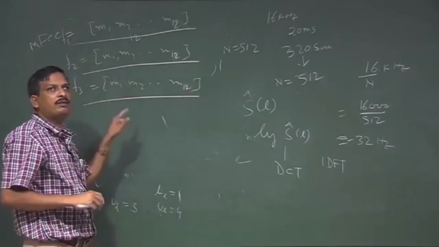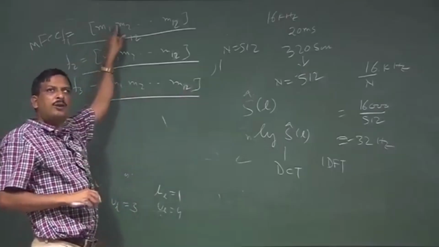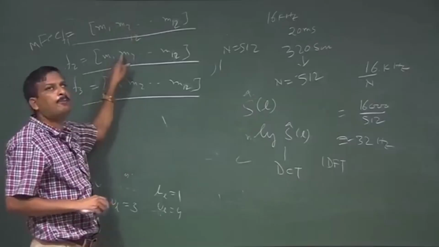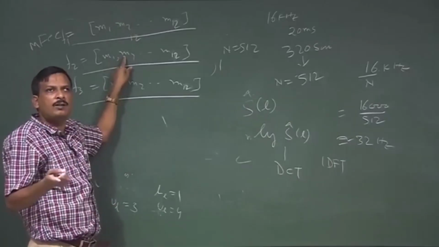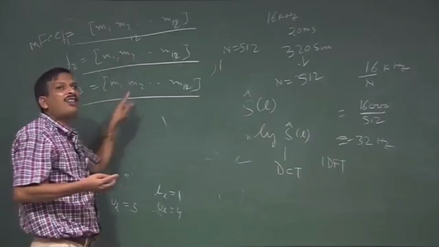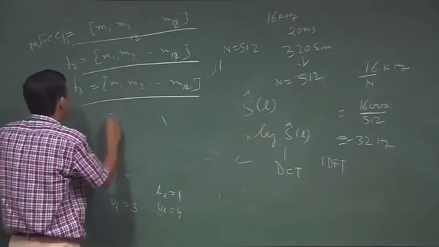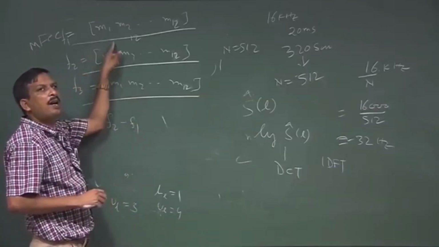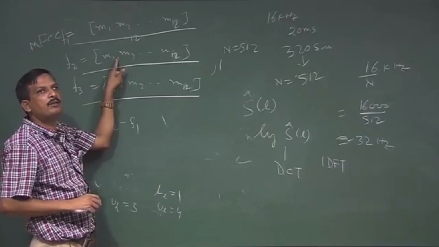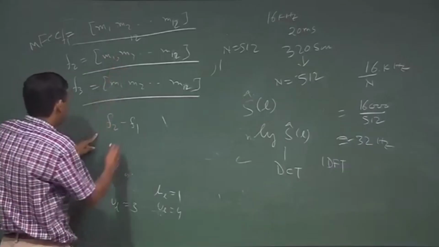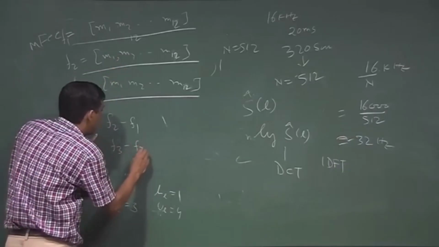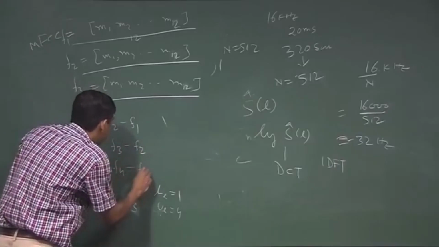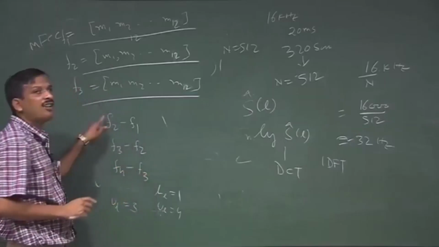So, what are the dynamics? The dynamics are the difference between frame 1 and frame 2, and the difference between frame 3 and frame 2. If I say first order dynamics, then I can say F2 minus F1, the frame 2 MFCC parameter minus the frame 1 MFCC parameter. Okay. Next F3 minus F2, then F4 minus F3. So, this is the first order dynamics.